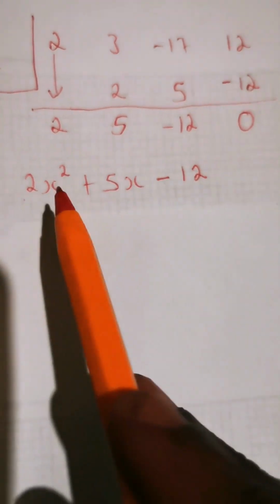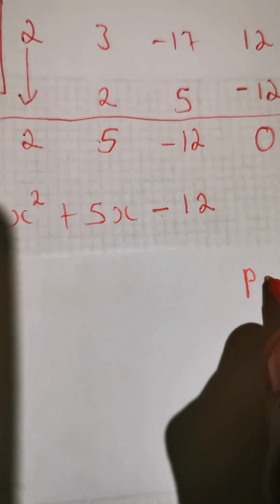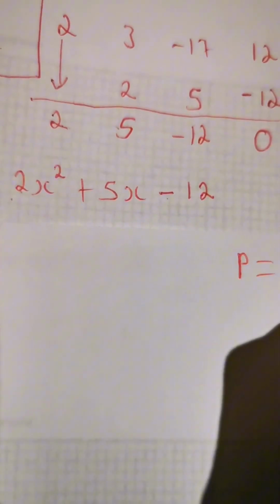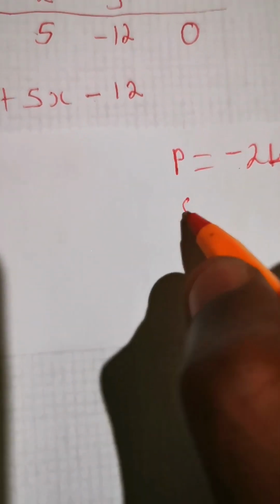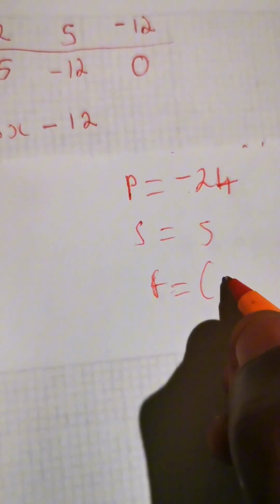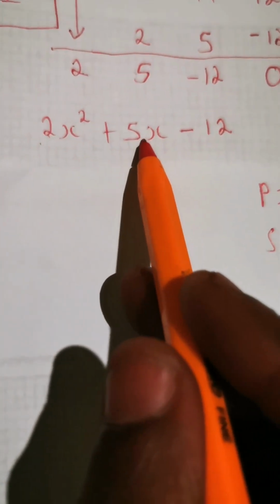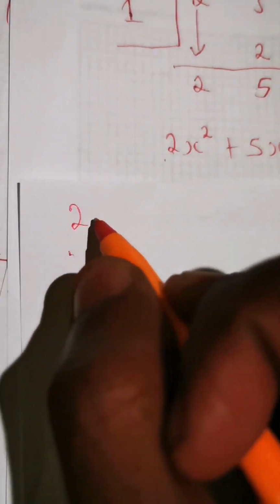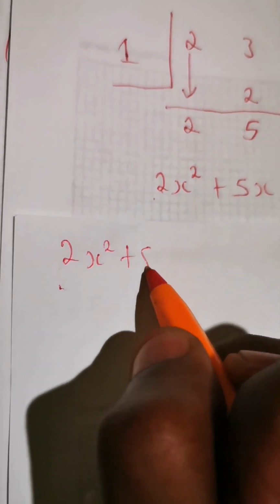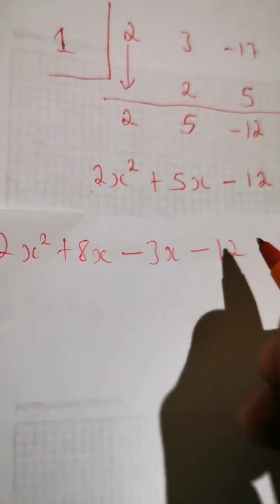So after you have found this equation, you're going to factorize using product, sum, and factors. The product here is 2 times 12, which is negative 24, and the sum is 5. Then the factors are 8 and negative 3. So we're going to replace this by saying 2x squared plus 8x minus 3x minus 12.